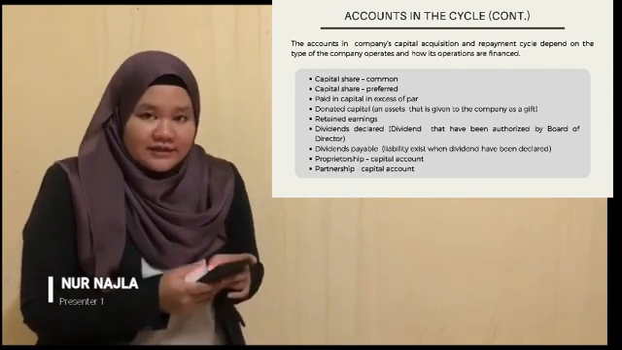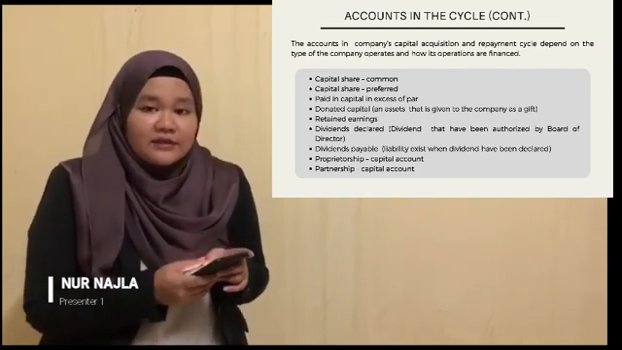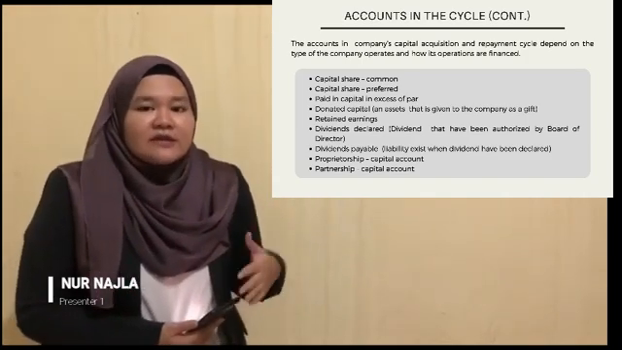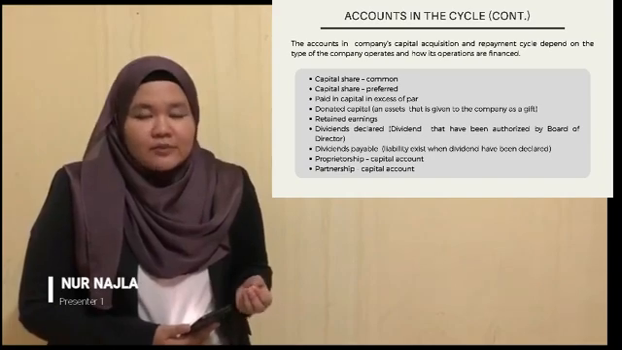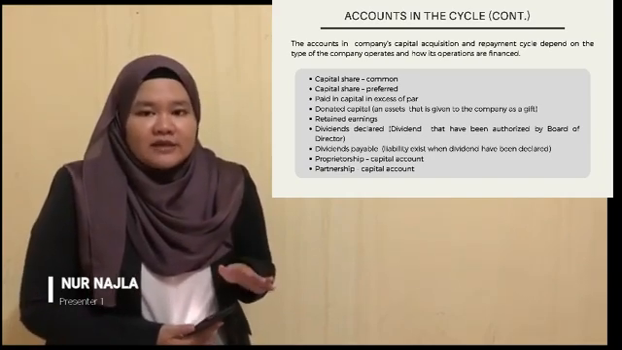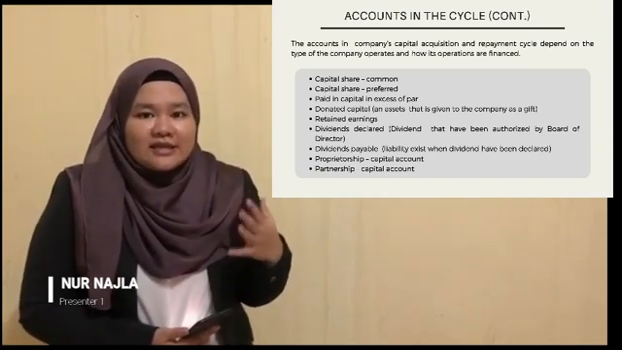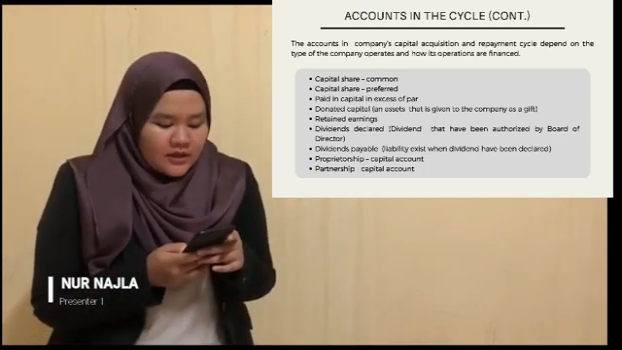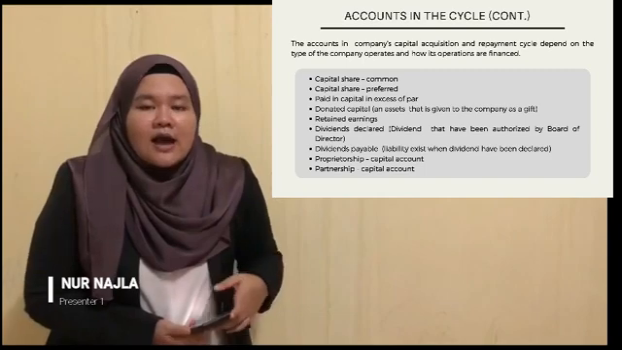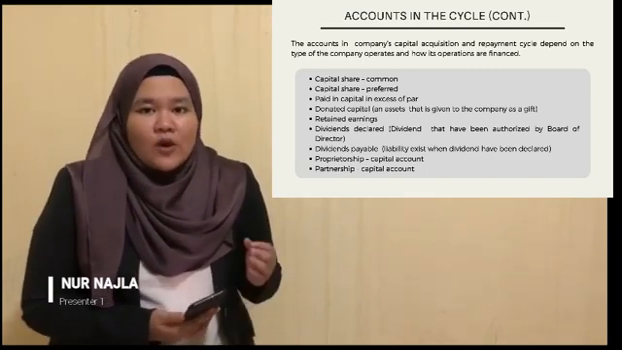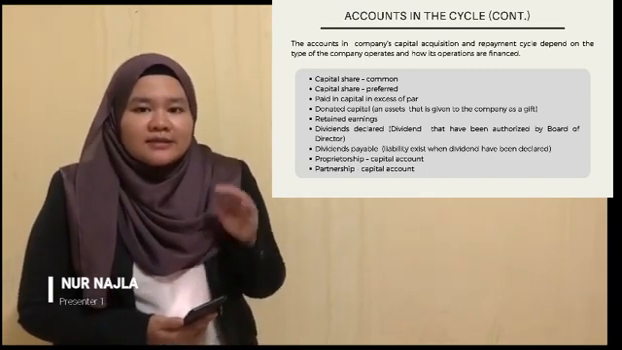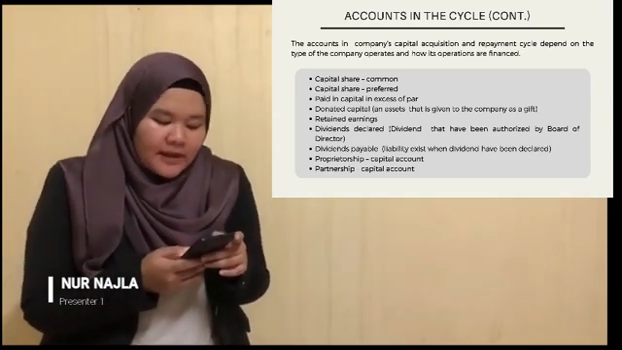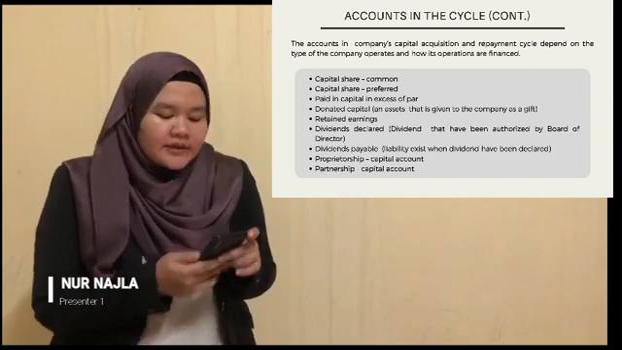We have dividend declared and dividend payable. For dividend declared, it is actually a dividend that has been authorized by the board of directors, but this dividend has not yet been paid to the shareholder. Dividend payable exists once the board of directors declares the dividend. So we have proprietorship, capital account, and capital account of partnership.